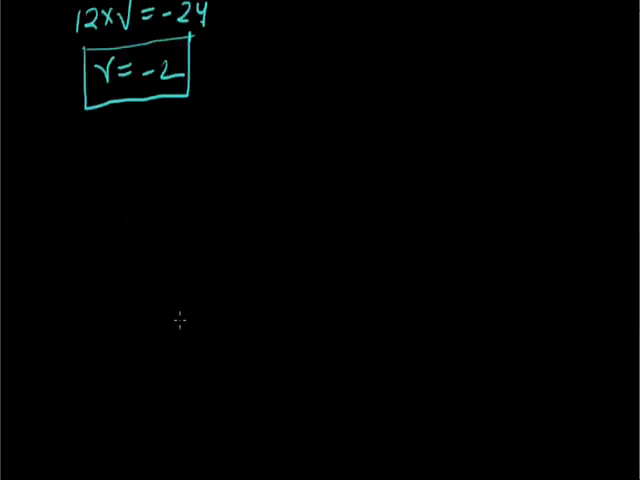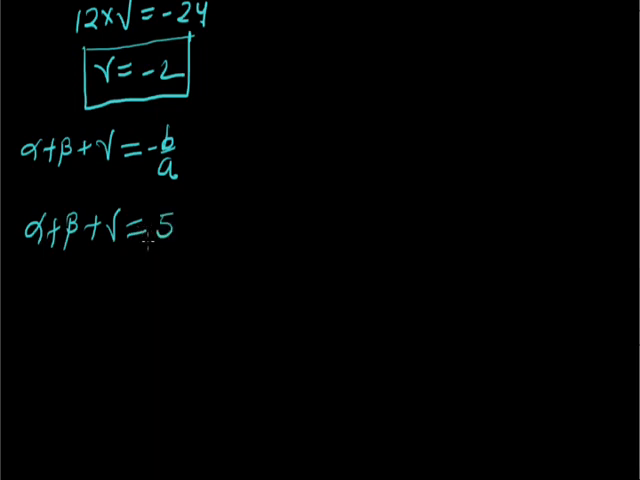Now let us use the other relation between the coefficients and zeros, the sum of the zeros, alpha plus beta plus gamma, which is equal to minus b upon a. If you substitute the values, alpha plus beta plus gamma comes out to be 5. The value of gamma is minus 2, so alpha plus beta minus 2 is equal to 5. From here we get the equation alpha plus beta is equal to 7. That is our first equation.